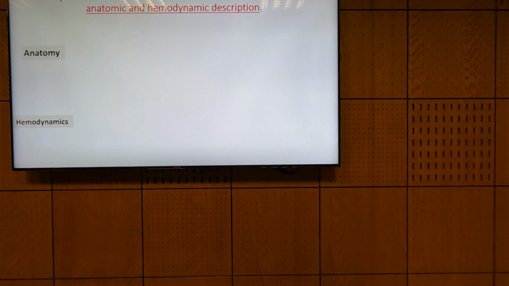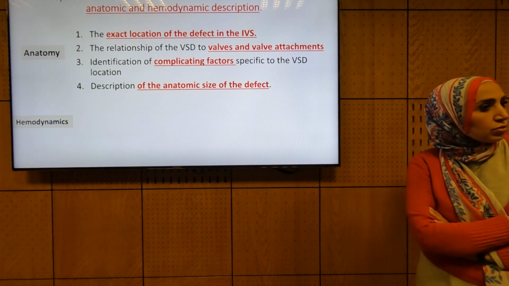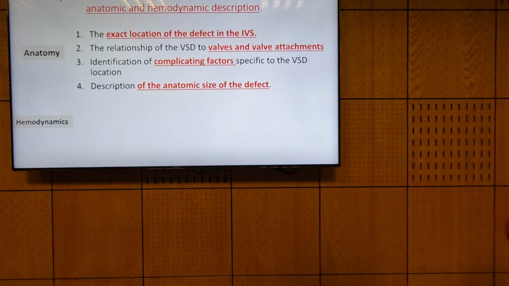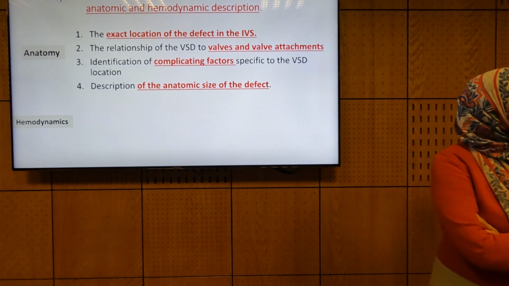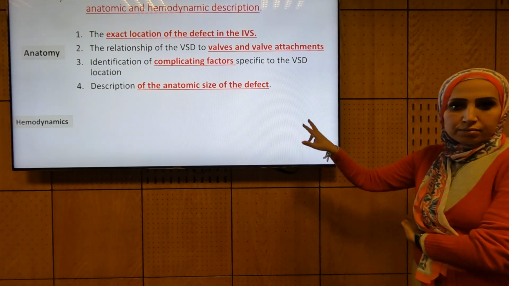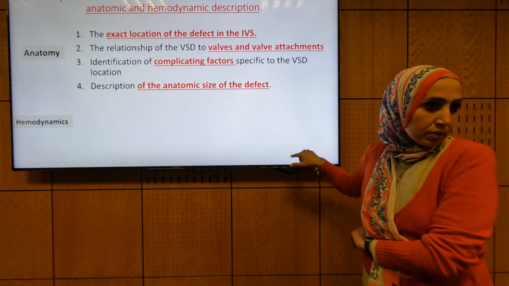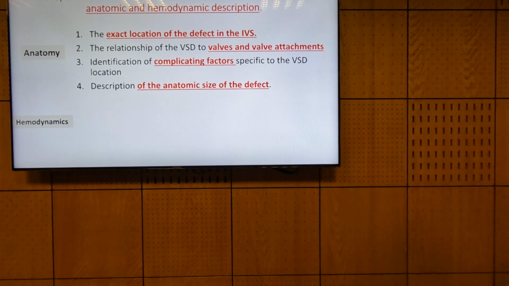The anatomical component is 4 points. In these 4 points, you have to define the exact location of the VSD, the type of the VSD, and the relation of this VSD with the valves and the valve attachments related to this VSD, and identification of complicating factors, or actually the sequelae of having this VSD. It depends mainly on the type of the VSD, and description of the size, as we mentioned briefly before the lecture, and we will have a question mark about the size. And be careful that I put the size in the anatomy, not in the hemodynamic. So these are the 4 points we have to check in the anatomy.